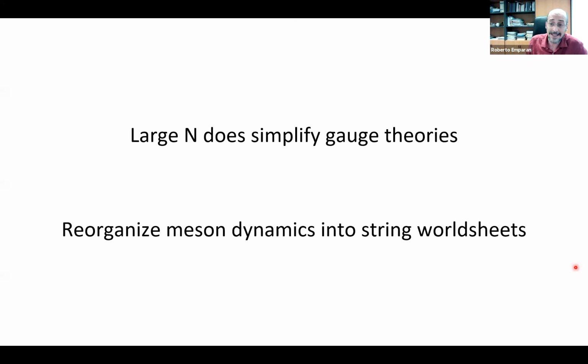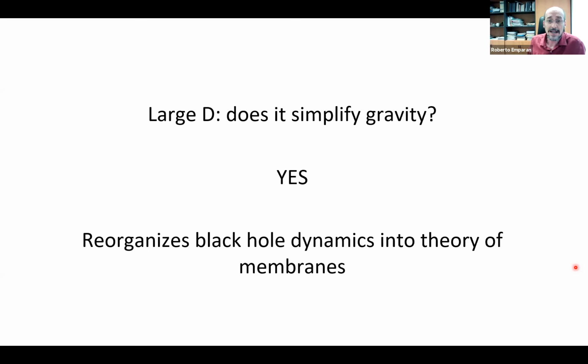And as I said, in the case of Yang-Mills theories, taking the large N limit is useful because it simplifies sectors of the dynamics of the theory, in particular the sector of meson dynamics. It can be reformulated, famously, in terms of a topological expansion of string world-sheets. And that's, as I said, essentially behind things like the AdS/CFT correspondence. Do we get something similar also when in gravity we take the large D limit?